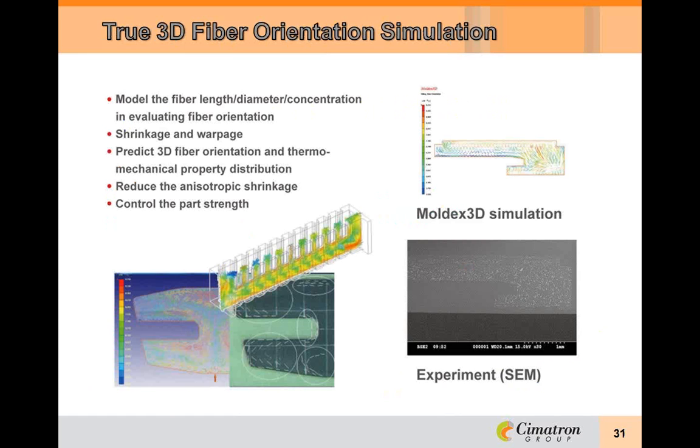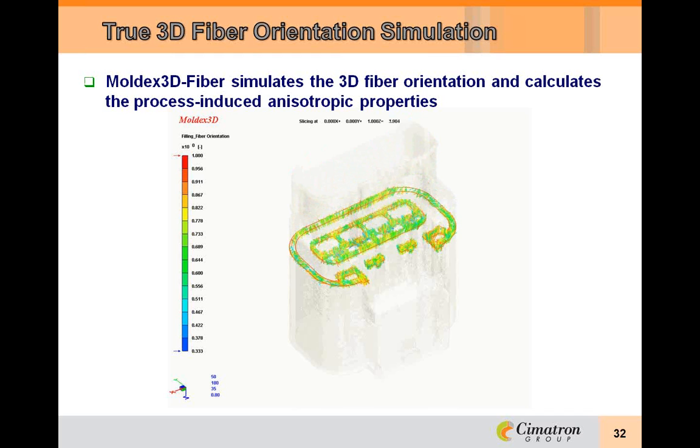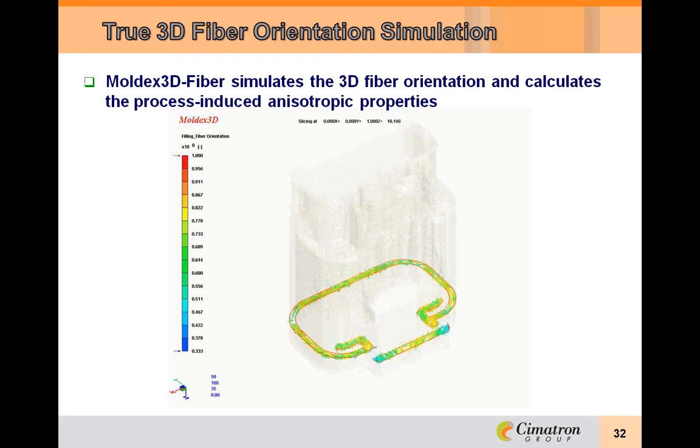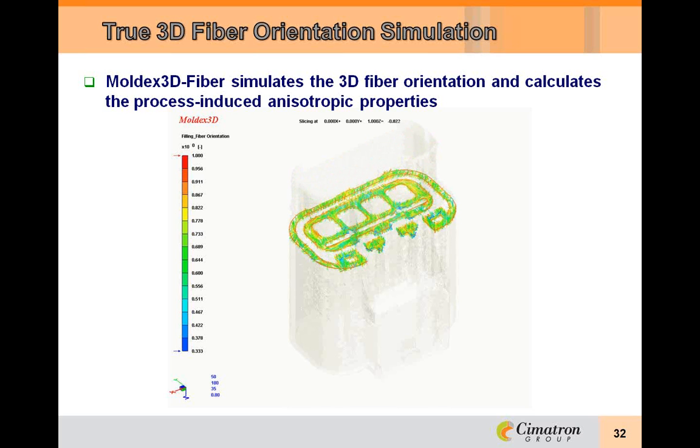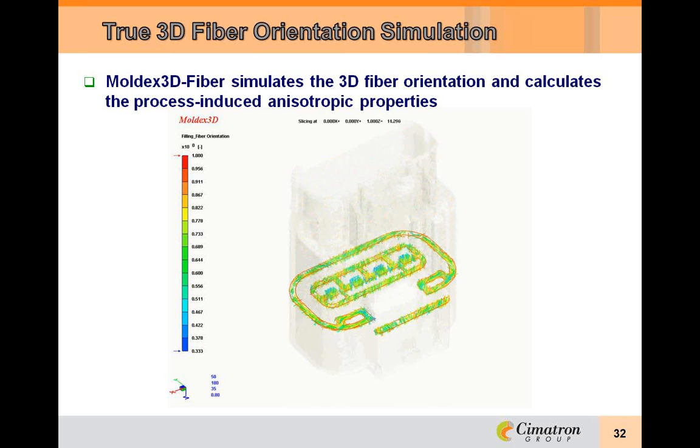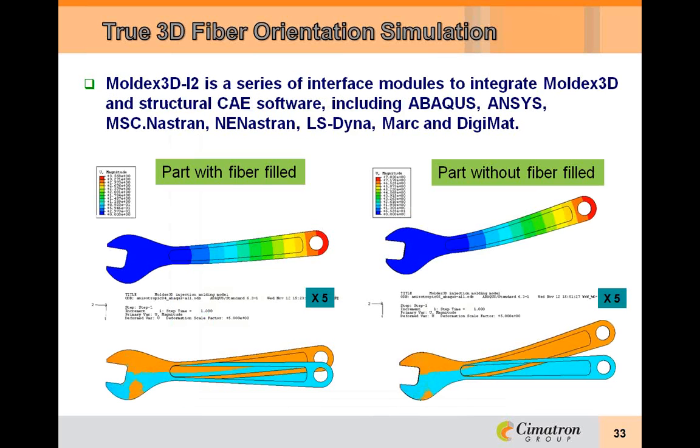Moldex3D Fiber accurately simulates the 3D fiber orientation in mold filling process and further calculates the process-induced anisotropic thermomechanical properties of fiber-reinforced plastic parts. Users can understand the 3D orientation of fiber and further control the anisotropic shrinkage of fiber-reinforced parts. Here again, we see dynamic sectioning of the part in order to better understand the fiber orientation. Here we can see the type of influence that fiber has when producing this part.